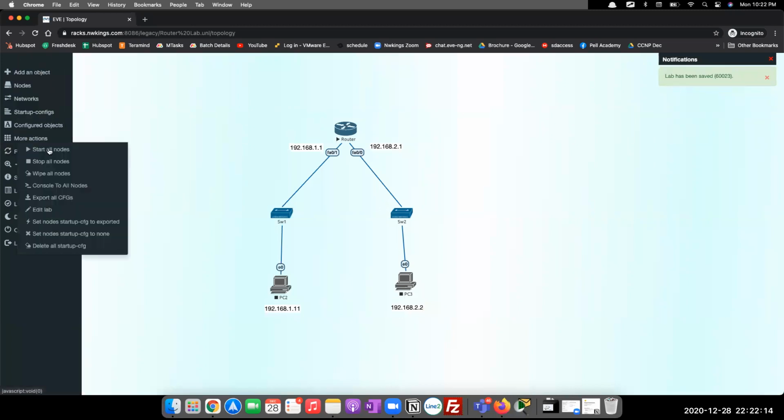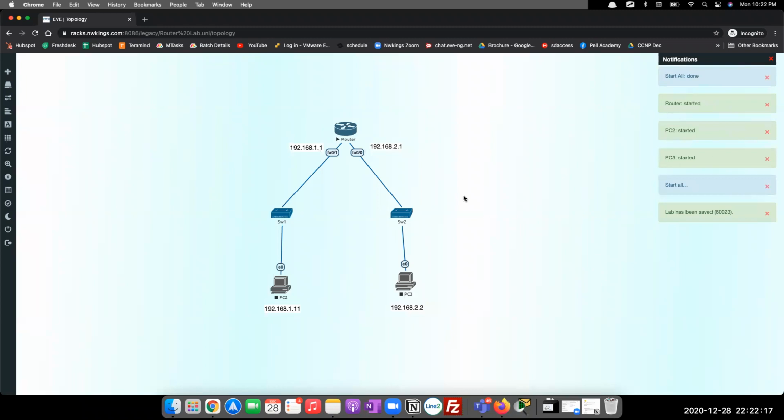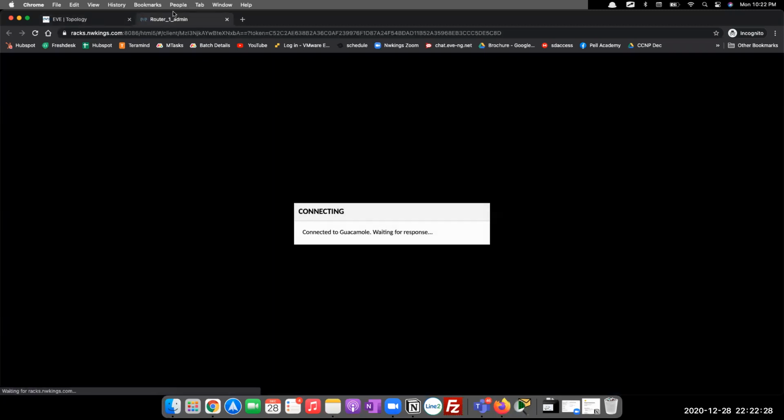Okay, so from more actions, start all devices. Okay, so all my devices are up. So I'll open this router.